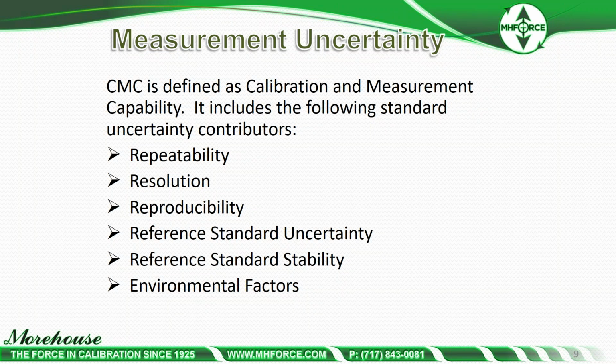So the CMC includes the following uncertainty contributors: repeatability, resolution, reproducibility, reference standard uncertainty, reference standard stability, and environmental factors. We have a paper on this if anybody's interested. It was just published in CalLab, and there's a link on the website. I can also send it to you if you're interested in how to derive CMCs for force. The paper goes into a lot of detail. To remember these, if you're doing a budget, the easiest thing is it's 5 R's and an E.